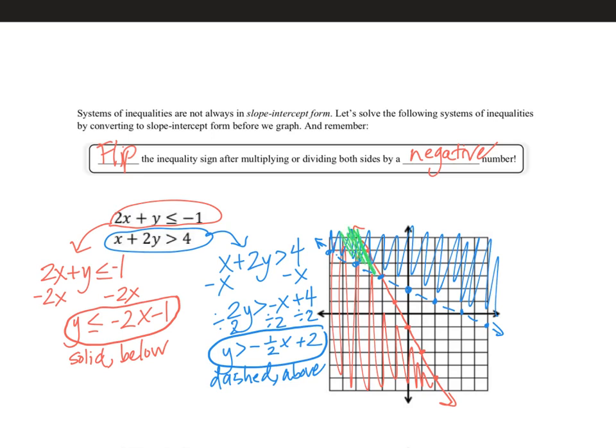So right here, this region right here is where both the red and the blue were. So I'm going to color this in green so that it stands out. And I'm even going to draw an arrow and write answer, because everything in this region are solutions to both of these inequalities, the system of inequalities.